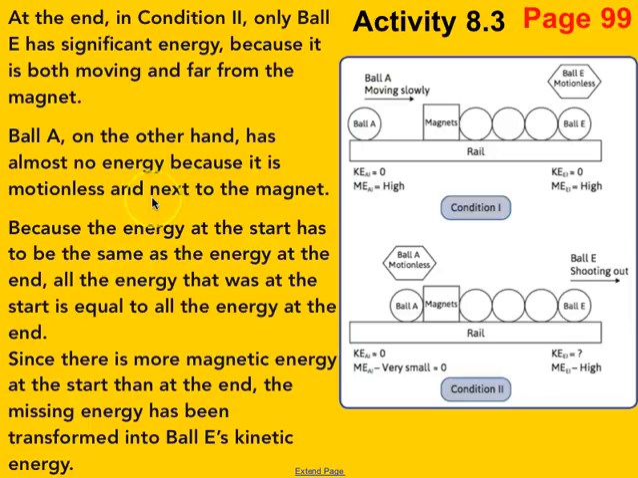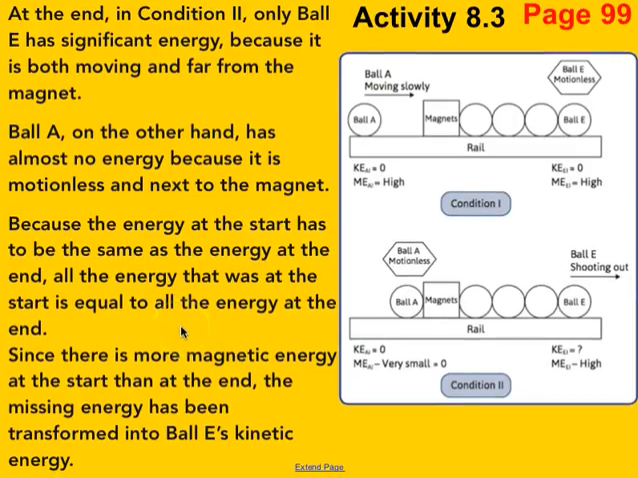So, at the end of condition 2, only ball E has significant energy because it is both moving and it's far away from the magnet. Ball A, on the other hand, has almost no energy because it's in a motionless state and it's right next to the magnet. You might say very little because it's moving slowly, but it's next to 0. Because the energy at the start has to be the same as the energy at the end.